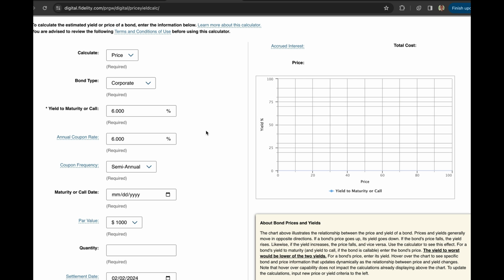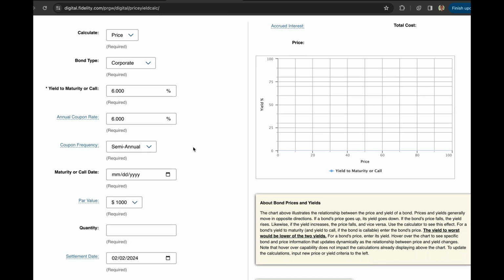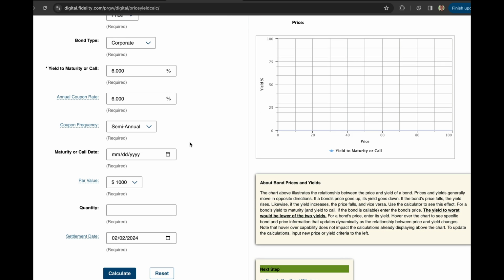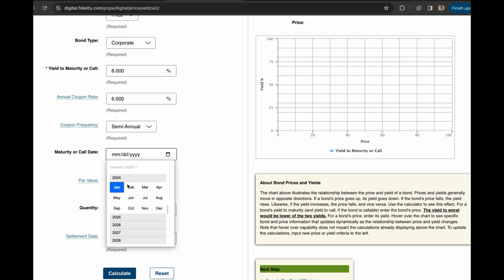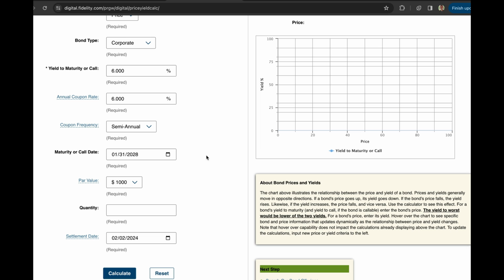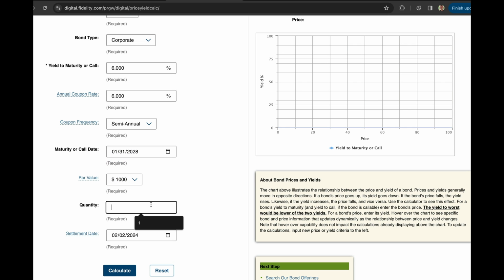After I do this example, we'll talk about bonds that are being sold at a premium as well as bonds that are being sold at a discount and what that means. But let's continue with this example. We'll go with semi-annual coupon frequency, meaning they're going to be paying out that interest rate every 6 months. We'll say that this bond is going to mature in, let's say, 4 years at the beginning of January 2028, and the par value or the face value of the bond, usually this is going to be $1,000, so we'll just leave it and say that we're only purchasing one of them.